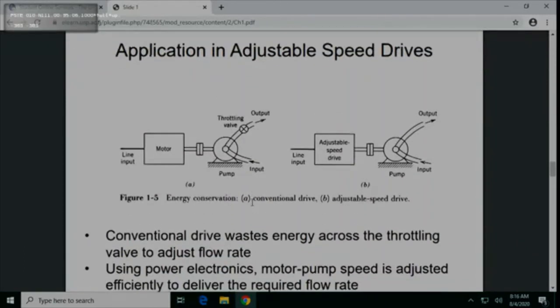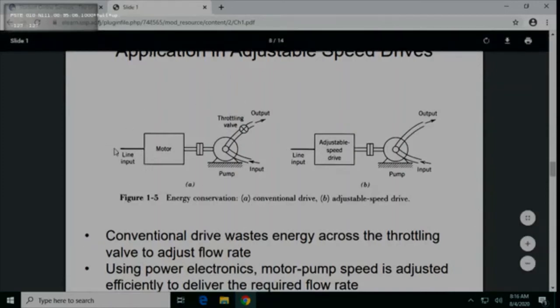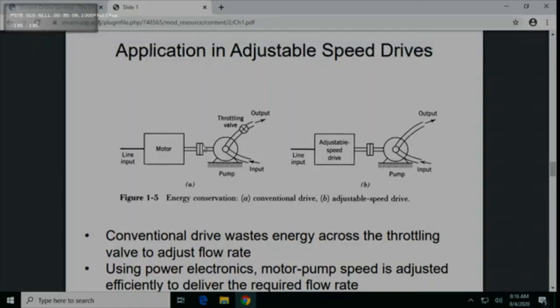Now, application in adjustable speed drives. Previously what we had is this, for pumps, for pumping motors in, say, rural areas, where the flow rate is not that good. They used to use this system here. They had a motor, which is normally an induction motor. This line input voltage is 415 or 240 volts. Then this motor is coupled to a pump, and the water is coming this way, input.